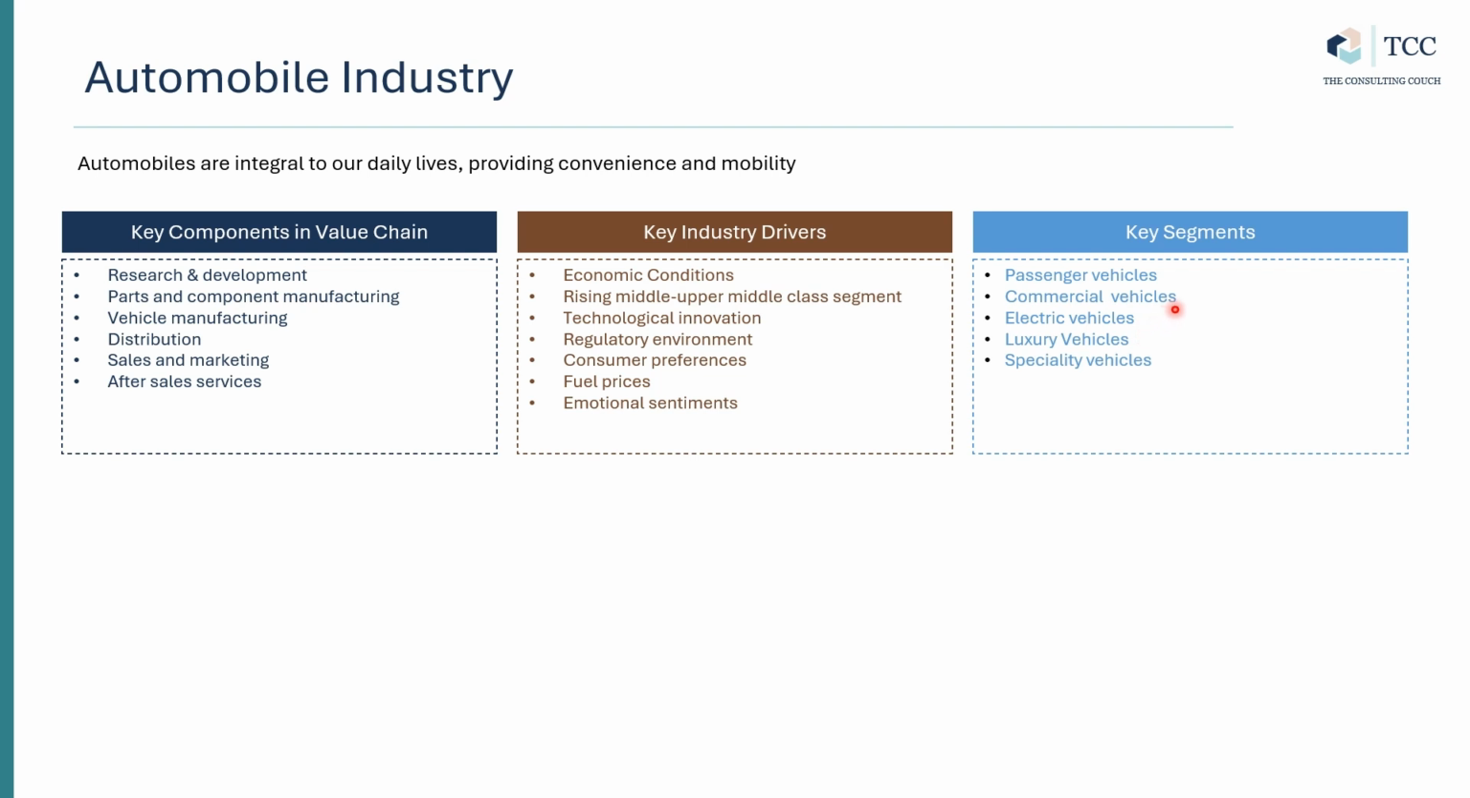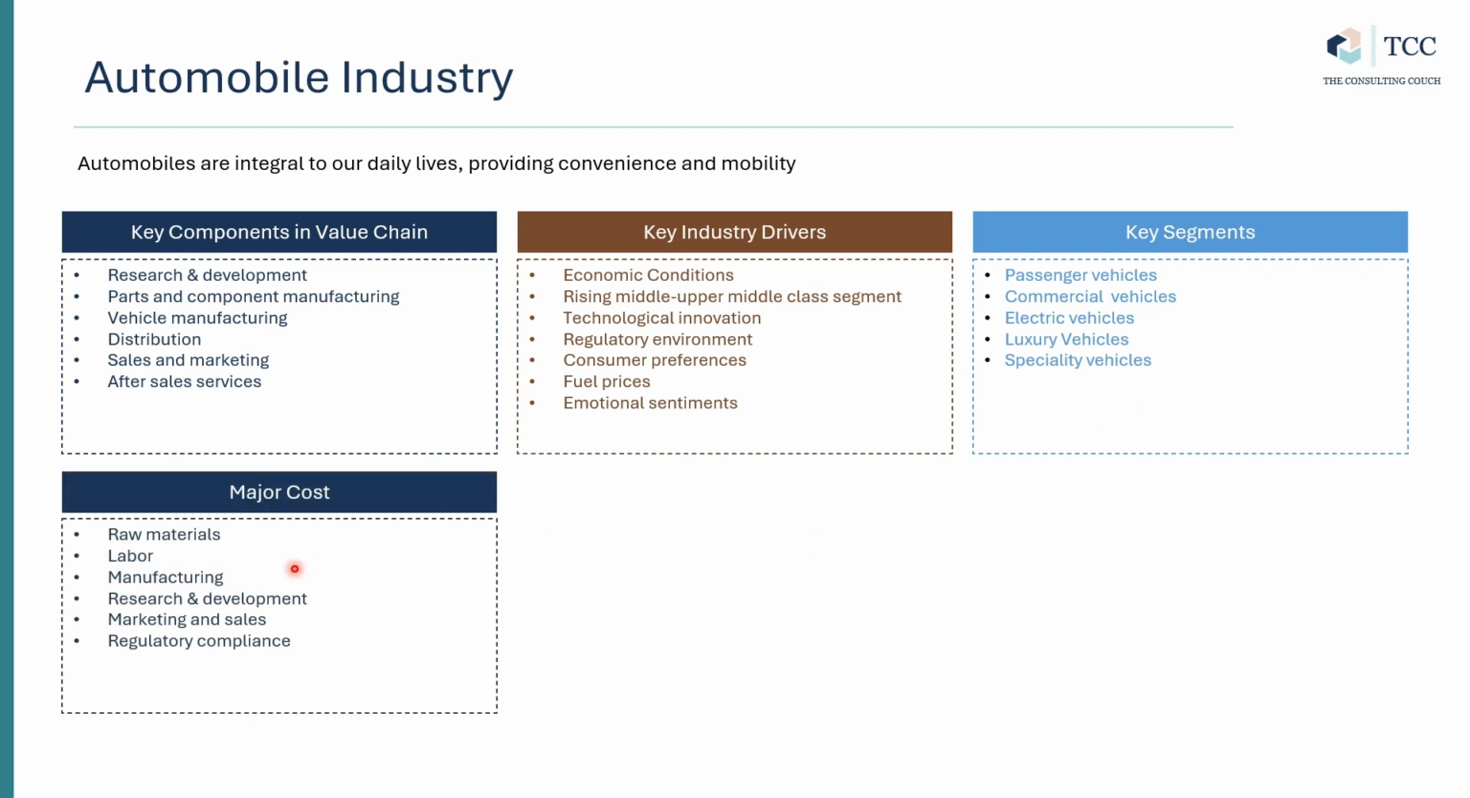Then comes commercial vehicles. This includes trucks, vans, buses used for goods and passenger transport, etc. Then we have electric vehicles, which have become very common in the recent times. This includes battery electric vehicles, which are called BEVs, and plug-in hybrid electric vehicles, which are called PHEVs. Then we have luxury vehicles. These are high-end cars offering premium features and performance. And then we have specialty vehicles such as off-road vehicles, sports cars, and other niche market segments which cater to very specific set of people.